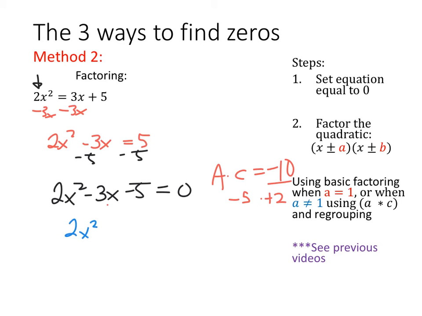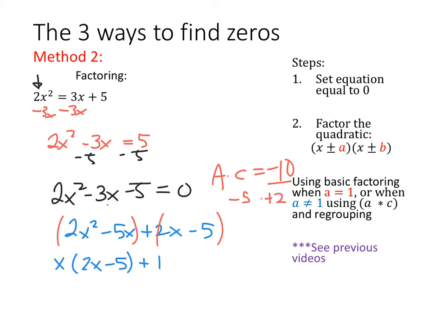So 2x squared, and I'm going to go minus 5x plus 2x minus 5. And then I can go through and regroup these. Now if you notice, we find greatest common factors again. So x times 2x minus 5, so x would be the greatest common factor, plus 1. Since they don't have a common factor, it would always be a 1, 2x minus 5. And then I go through this again. My greatest common factor is 2x minus, not 2x, sorry, 2x minus 5 in parentheses times x plus 1.